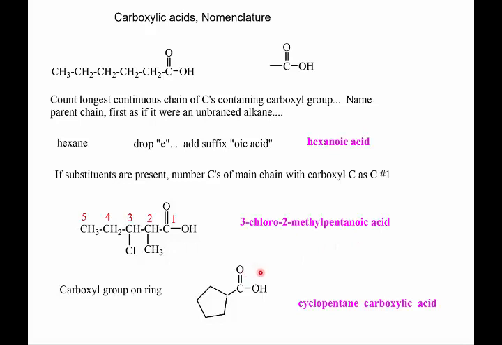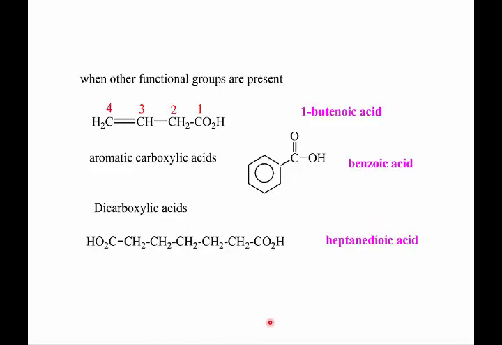If you have a carboxyl group attached to an alkane ring, a cycloalkane, you name it in the following way. Let's use this example. This is a 5-carbon ring. You would say cyclopentane, and then a second word, carboxylic acid. So the name of this is cyclopentanecarboxylic acid.